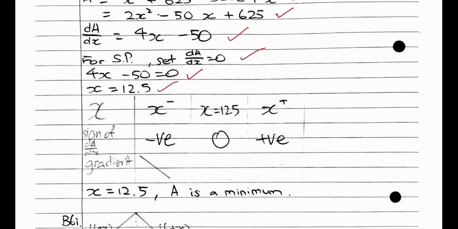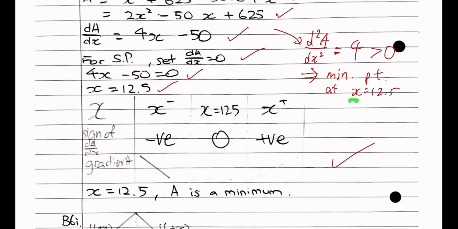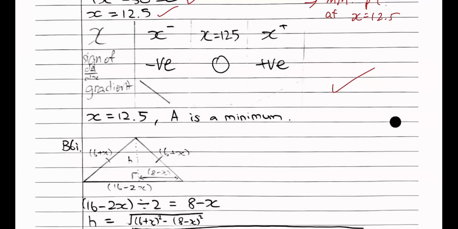Solve for x. Good. First derivative test, sign of dA/dx gradient. Oh yeah, here actually you could have also done d2A/dx squared because it's quite simple, right? What is it equal to? 4. 4, which is more than 0. Therefore, this is a what point? Therefore, this is a minimum point. That's it. At where? At x equals 12.5. This is the most efficient way to write it already. Minimum point at x equals whatever. Or maximum: less than 0, then maximum. More than 0, minimum. Okay, Ken, very good. This looks fine. Yeah.